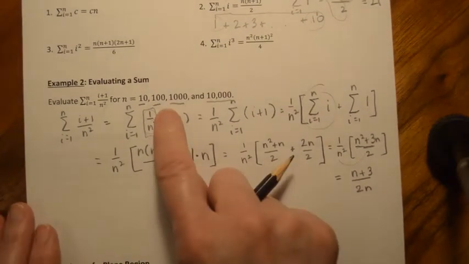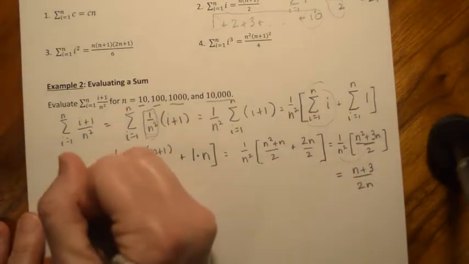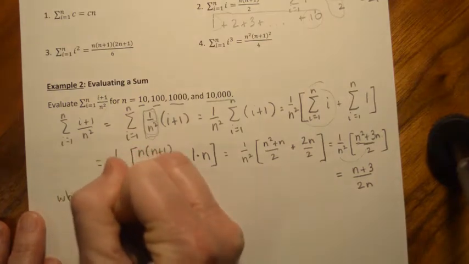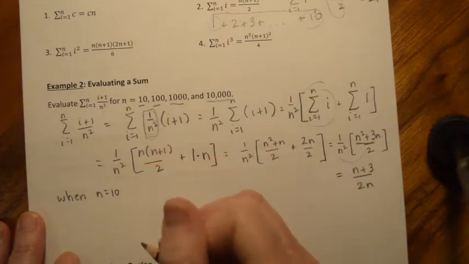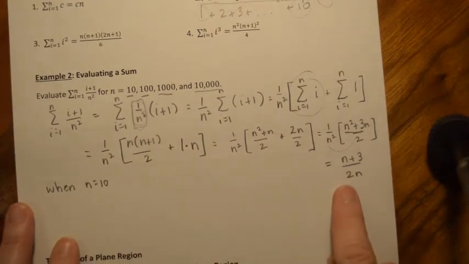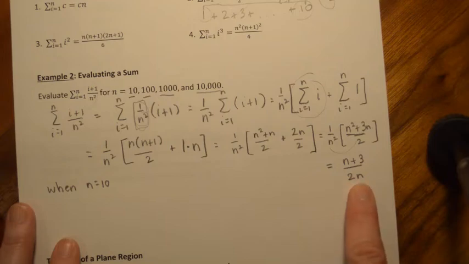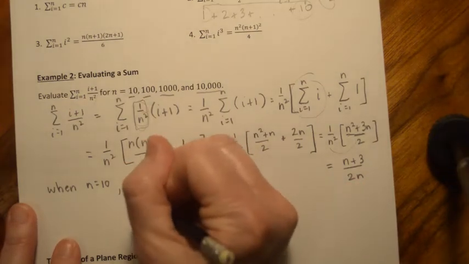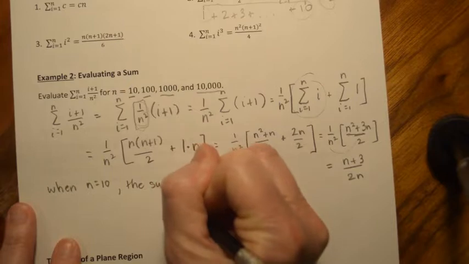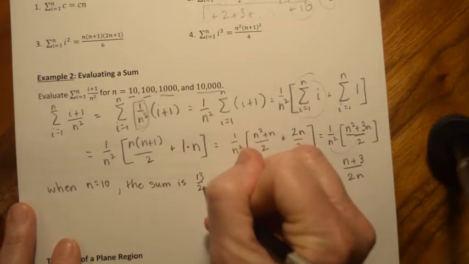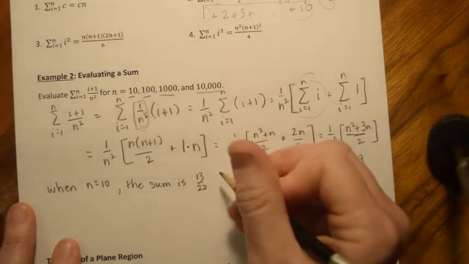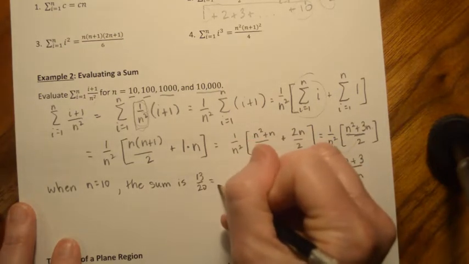All right, so now let's go through this. We're going to do it 4 times. So when n equals 10, right, then we just plug 10 in here. So we get 10 plus 3 is 13 over 2 times 10. So we would get the sum is 13 over 20, which is, actually it's not approximately, it is equal to 0.65.